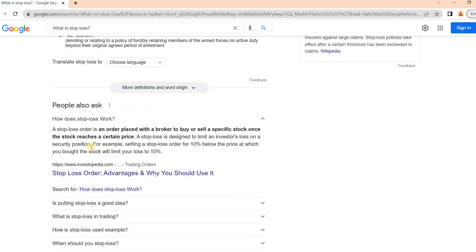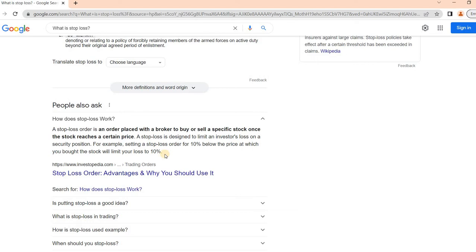So as the word suggests, stop loss, we are trying to stop the loss by exiting the market at a specified price. For example, setting a stop loss order for 10% below the price at which you bought the stock will limit your loss to 10%. So it means that when you buy a stock, you are saying that I don't want my stock to go below 10% of whatever I bought. Let's say you bought at a price of 100 and you are saying that I don't want my stock to go below 90. And in case it goes below $90, then I will just exit from the system. Okay, I don't want anything to do with the market.